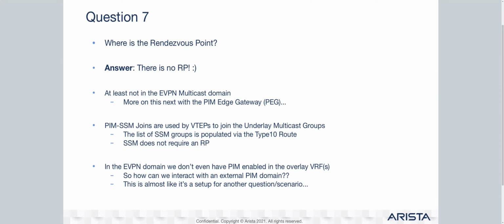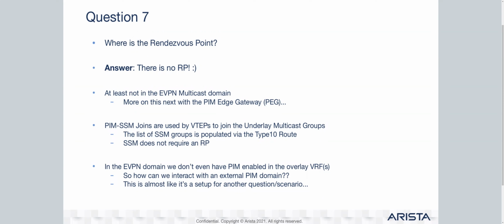All right, so we're going to talk about the PIM edge gateway, or the PEG, next. But remember, these joins that these VTEPs are sending based off those type 10 routes that they received, those are PIM SSM joins. So we know the source. We don't need the rendezvous point to do source discovery for us, right? So we're just sending the joins directly to the spine in this case, saying, hey, give me this IP, comma, this group. Good to go. There's no need for source discovery. So again, SSM does not require an RP. So in the EVPN domain itself, we don't require the use of an RP because we're using SSM.